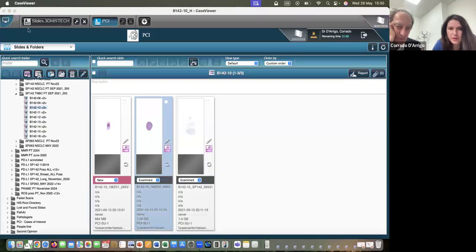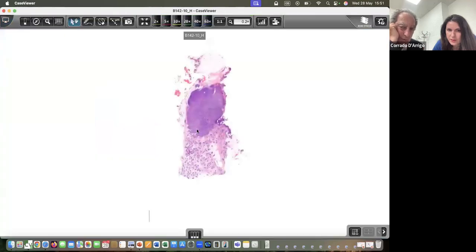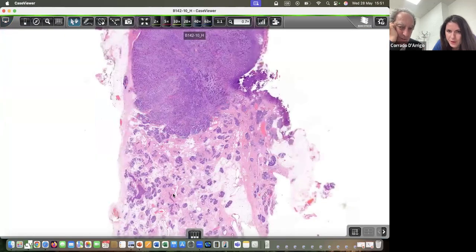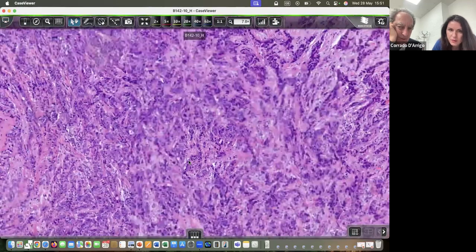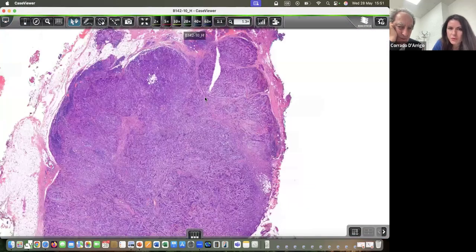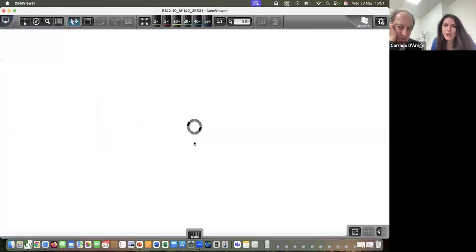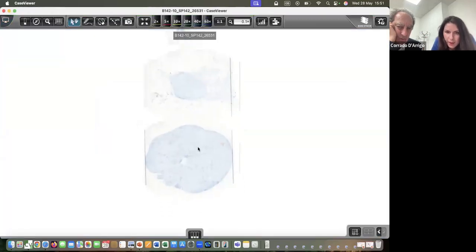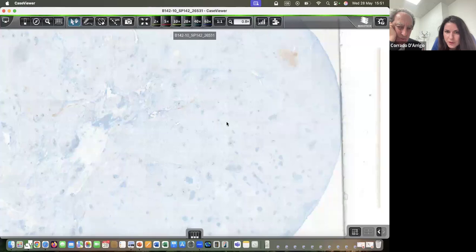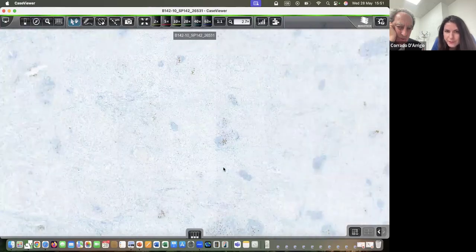Okay, let's have a look at the PD-1. We also have this. What is that? I think we put a piece of both primary. Primary. Okay. The same tumor, hopefully. Yeah, we put both. Okay, let's look at the node because it's very interesting.